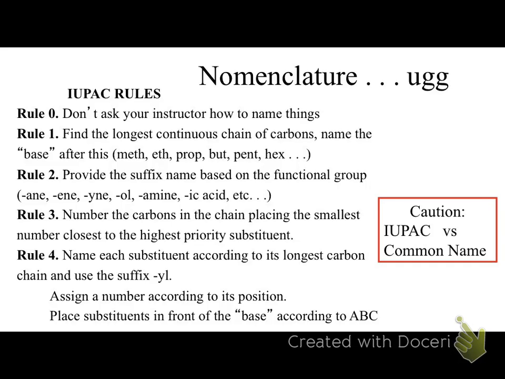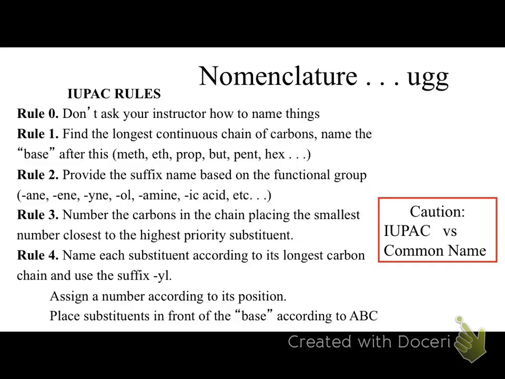Okay? After that, rule number 1: find the longest continuous chain. The most common mistake here is that everybody likes to think in linear straight lines, so you only identify the ones that are in a straight line. Unfortunately, molecules can bend, and particularly in test questions, the longest chain may not be in a straight line. Okay? So make sure you find the correct longest continuous chain. Once you've got that, you can name the chain based off of the base name.